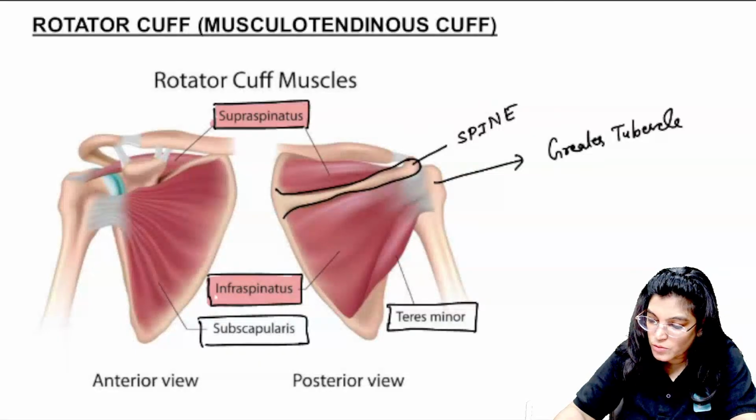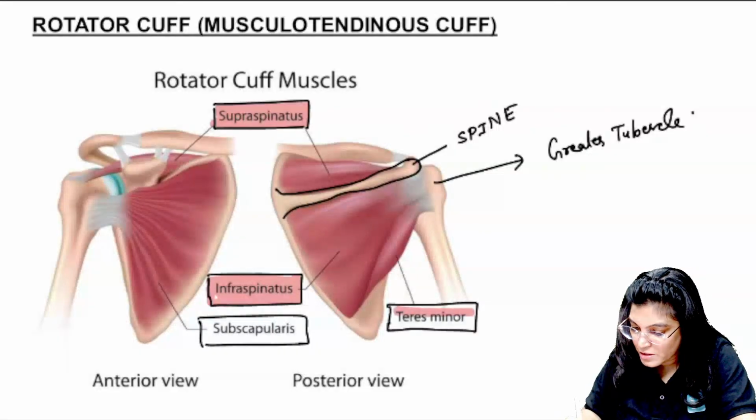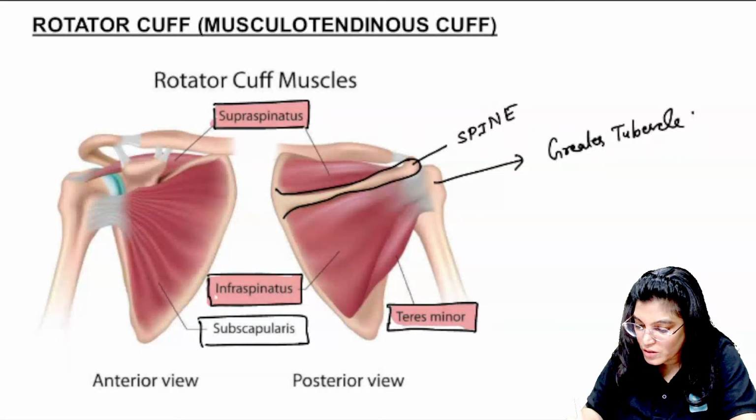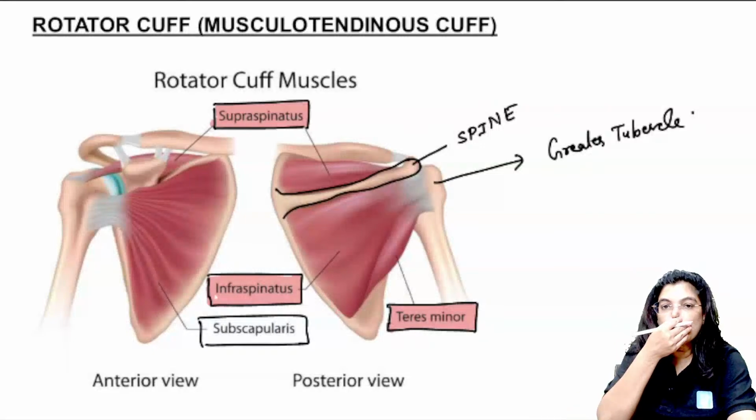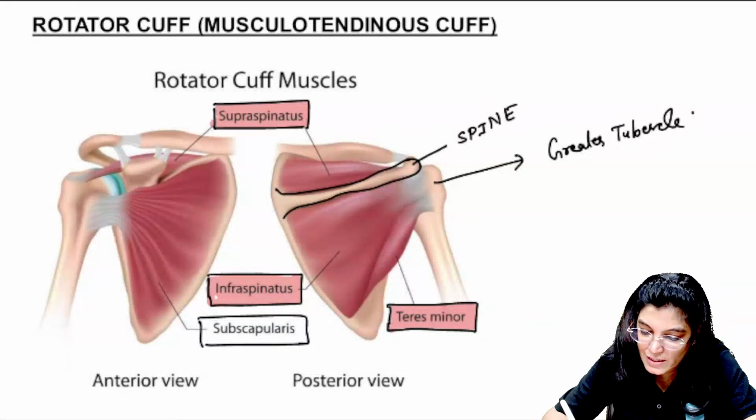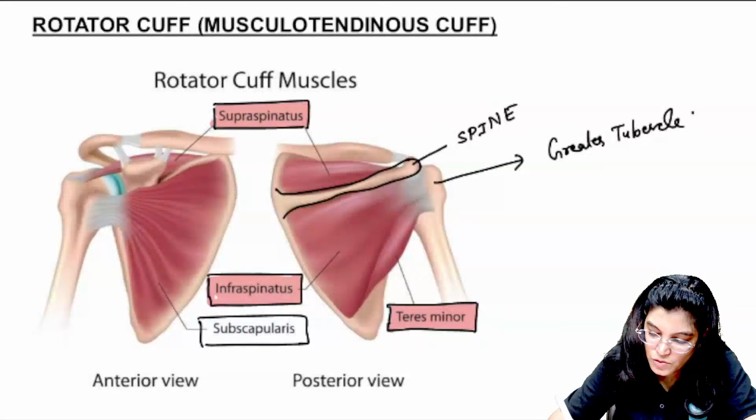So this is the greater tubercle, and also we will have the teres minor muscle. This is the teres minor muscle, which is attached onto the lateral border of the scapula. From the lateral border of the scapula, we can see three muscles. I just want you to appreciate these three muscles.